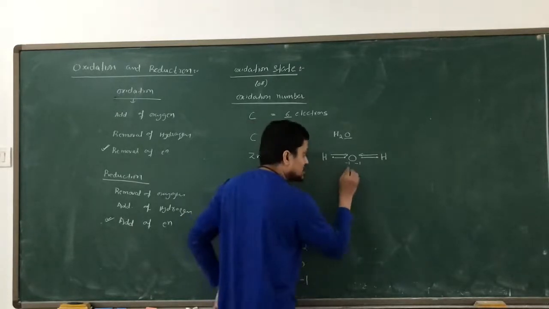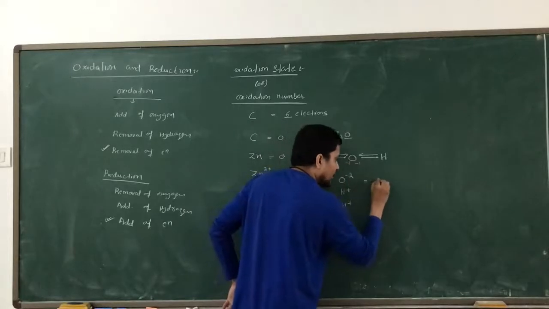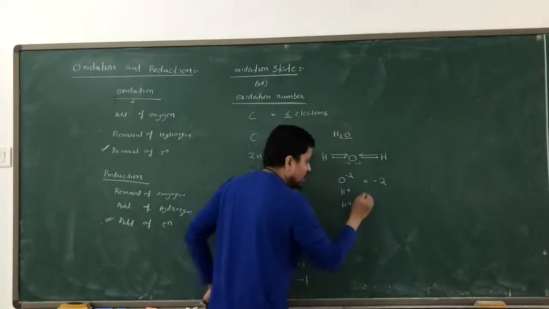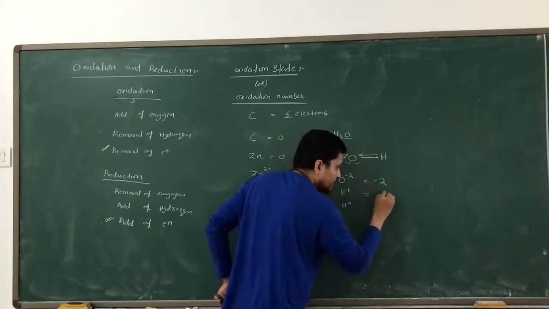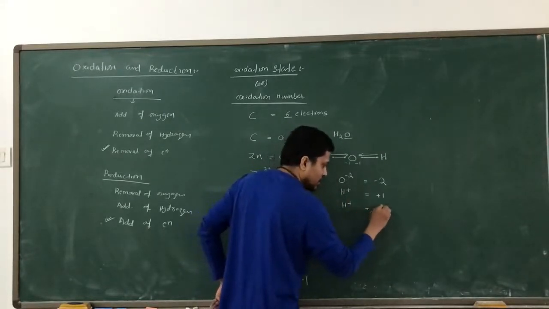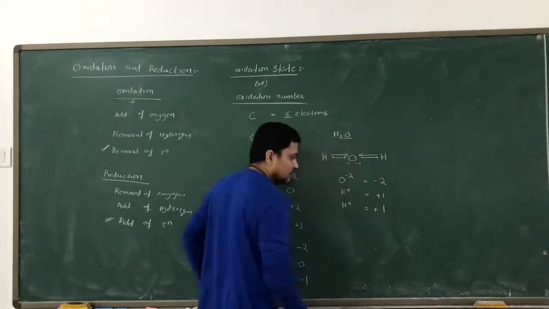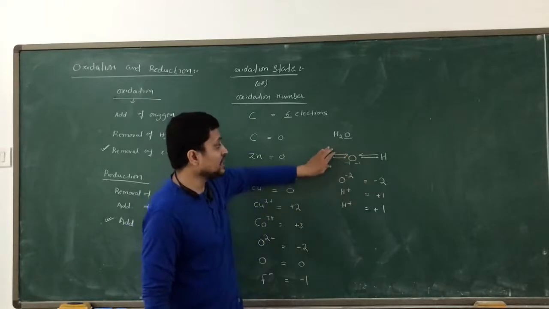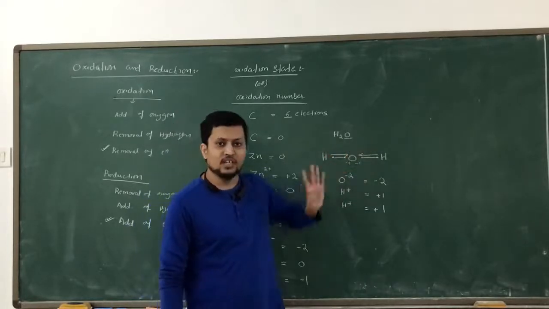So what is the oxidation state of oxygen over here? Minus 2, because they are going to take the 2 electrons because of high electronegativity. In the same way, hydrogen is going to give 1 electron, so plus 1. So here also plus 1 for this hydrogen. This is how we can understand the oxidation state if we are drawing the structure of the given compound.